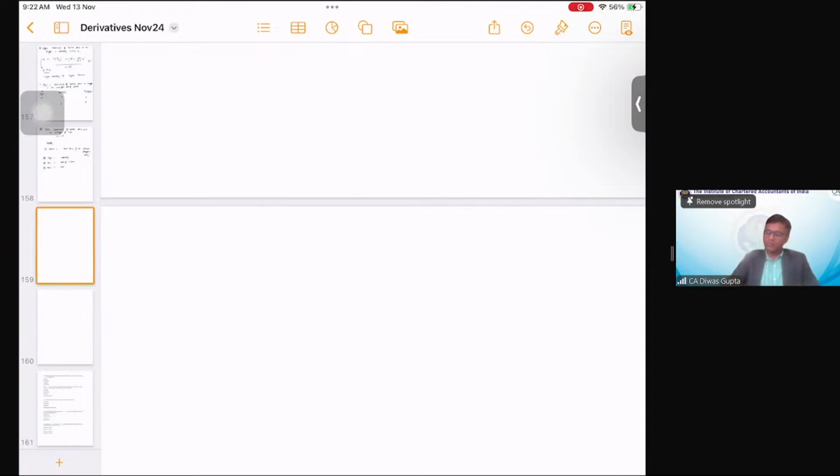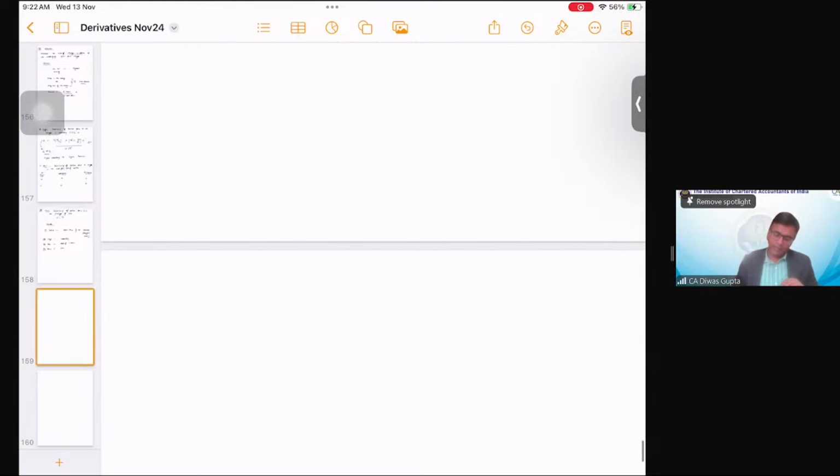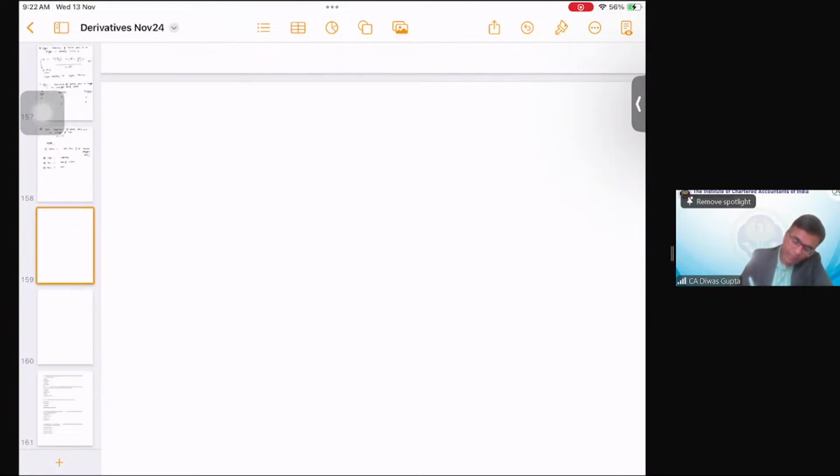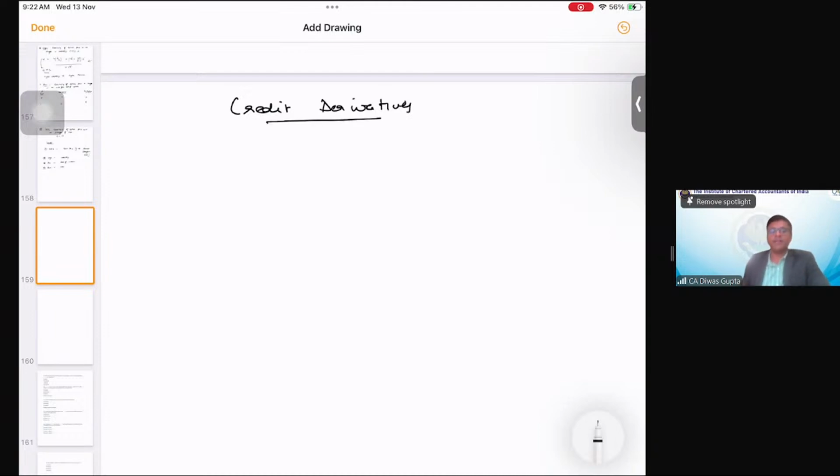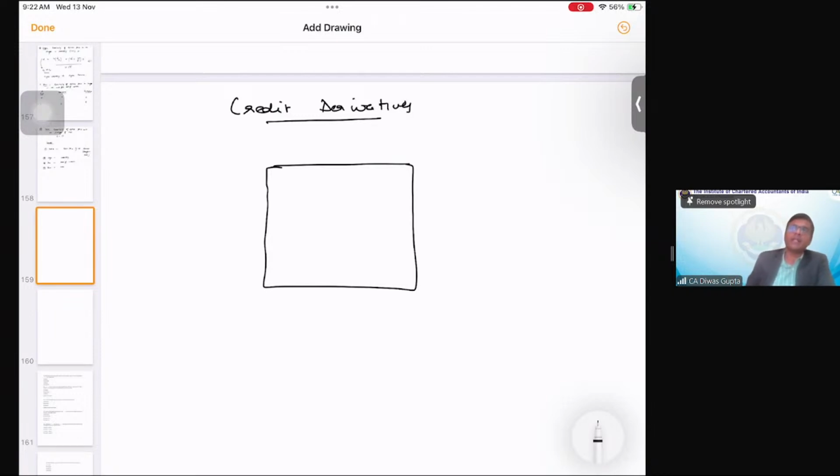Okay. Now let's come to credit derivatives. This is very important, students, from an understanding point of view. Something which is very different from the regular derivatives. So students, if you see, there are two kinds of risks. There are many kinds of risks, but I am restricting our discussion to two different kinds of risks.